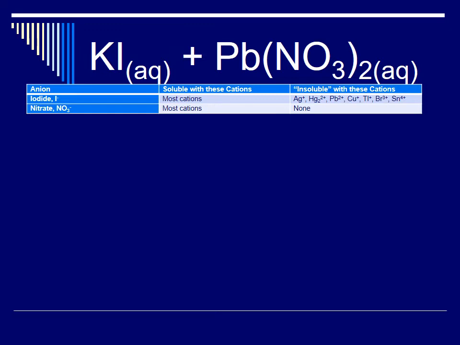All right, so we're back to these 2 basic compounds that we're going to mix together. So this time I'm going to write it a little bit different. So I'm going to say, okay, potassium iodide is going to react with lead nitrate.